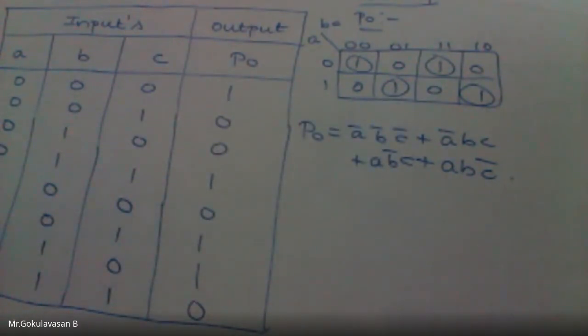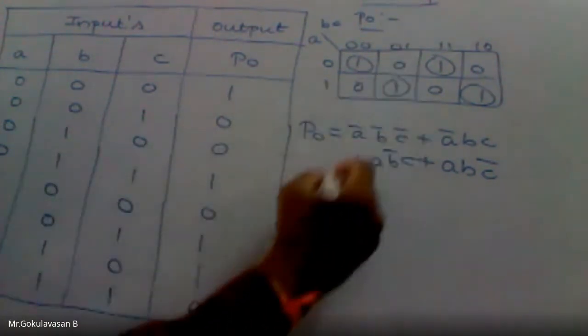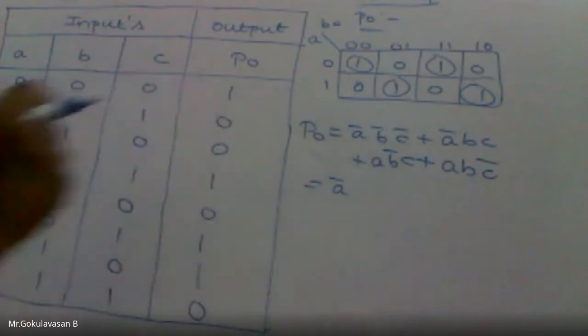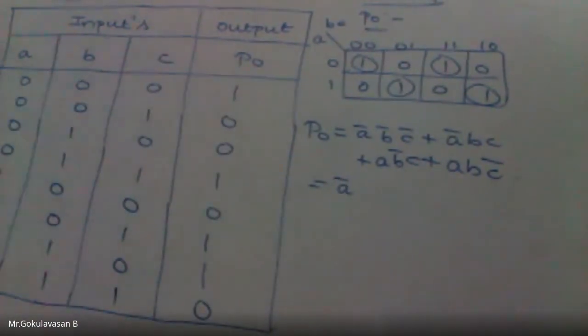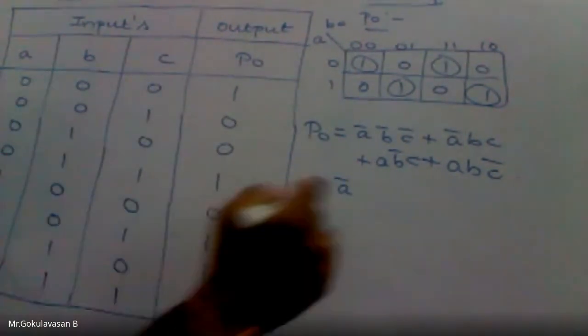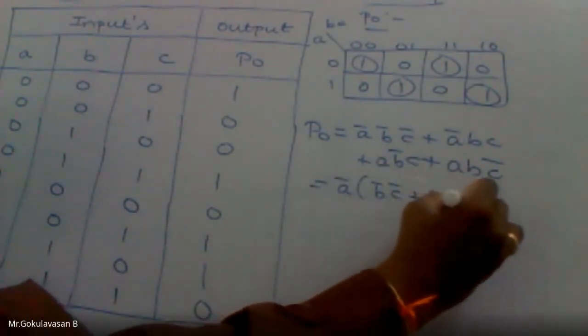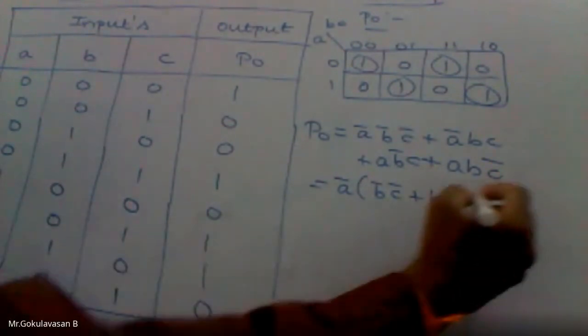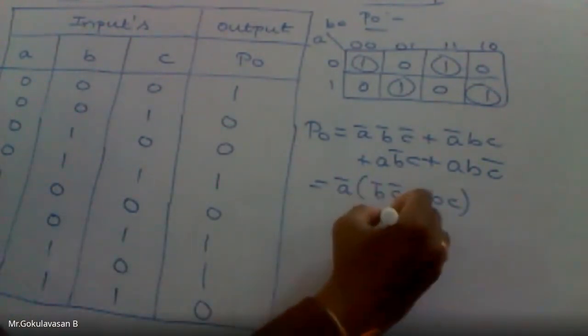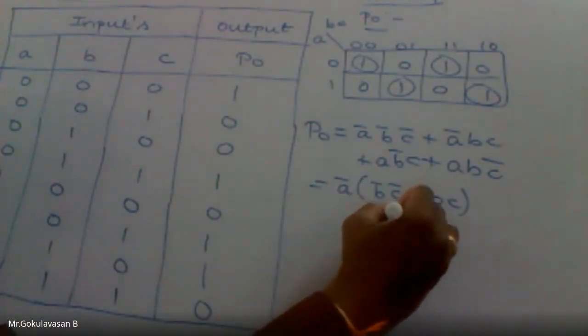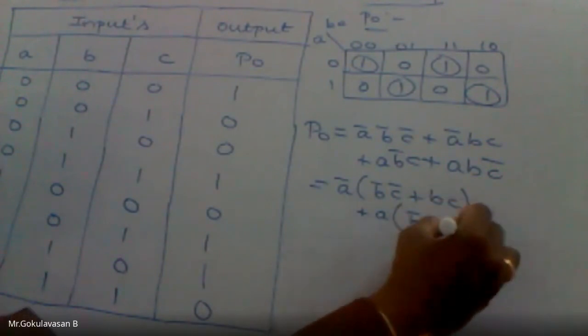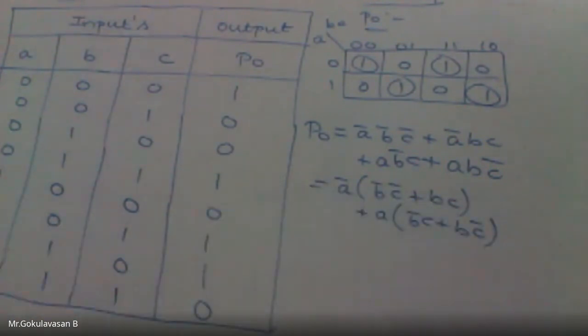Okay. Instead, what I will try is whether I can simplify this expression. How simplification can be made is, from the first 2 expressions, I am going to take A bar as a constant. Do you agree? If I take A bar as a constant, what is remaining is B bar C bar in the first term, BC in the second term. In the same way, from the third and fourth term, I will take A outside. Remaining is B bar C plus BC bar.